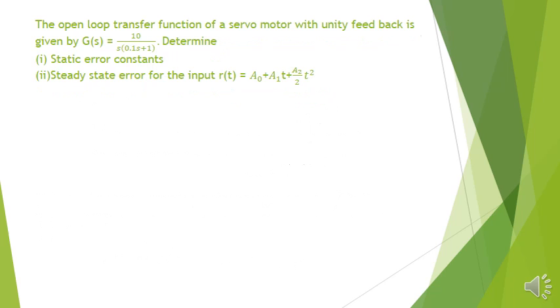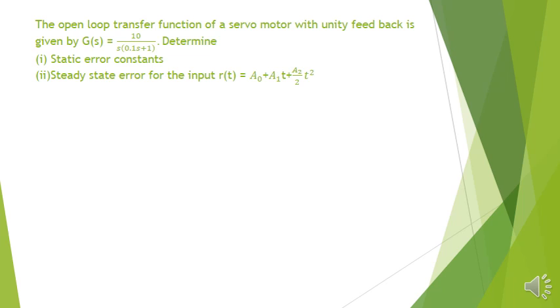Now we will see the next problem. The open loop transfer function of a servo motor with unity feedback is given by G of s equal to 10 by s into 0.1 s plus 1. Determine the static error constants and the steady state error for the input R of t as a0 plus a1 t plus a2 by 2 t square.